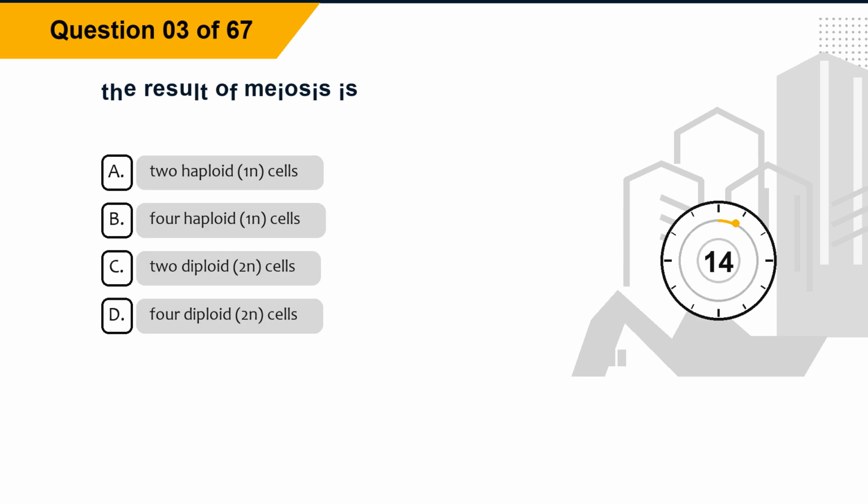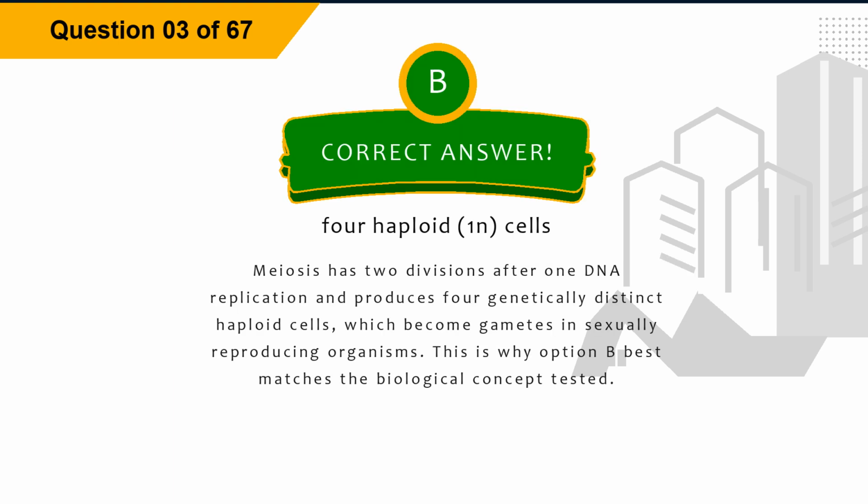Question 3. The result of meiosis is: option A, 2 haploid, 1N, cells. Option B, 4 haploid, 1N, cells. Option C, 2 diploid, 2N, cells. Option D, 4 diploid, 2N, cells. The correct answer is option B, 4 haploid, 1N, cells. Explanation. Meiosis has 2 divisions after 1 DNA replication and produces 4 genetically distinct haploid cells, which become gametes in sexually reproducing organisms. This is why option B best matches the biological concept tested.